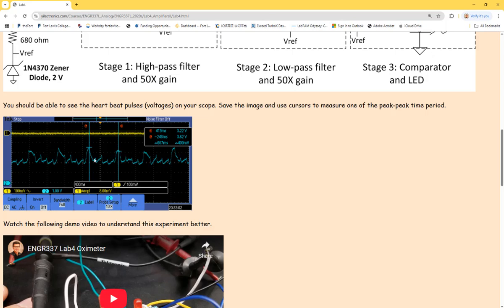So eventually you can display everything in the oscilloscope, and then you can use your cursor to measure the time difference between these 2 points. Just do a peak detection, right? And you can measure the time difference between the 2 peaks, and eventually convert it to heart rate.